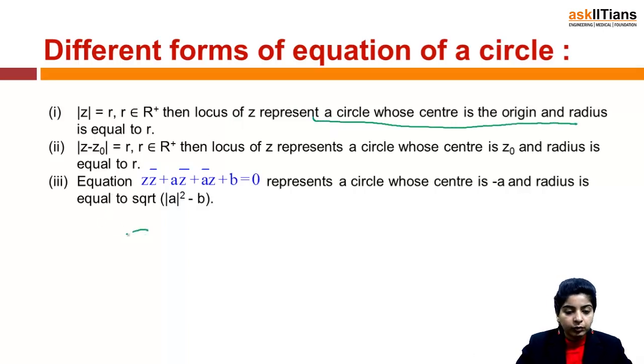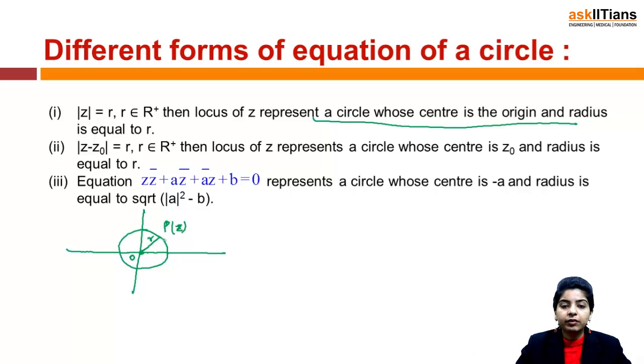So that just means if you have a circle of this form, |z| = r will represent a circle of this form. This will be P(z), that is a complex number z, and this is r. Then it represents a circle whose center is the origin and radius is equal to r.